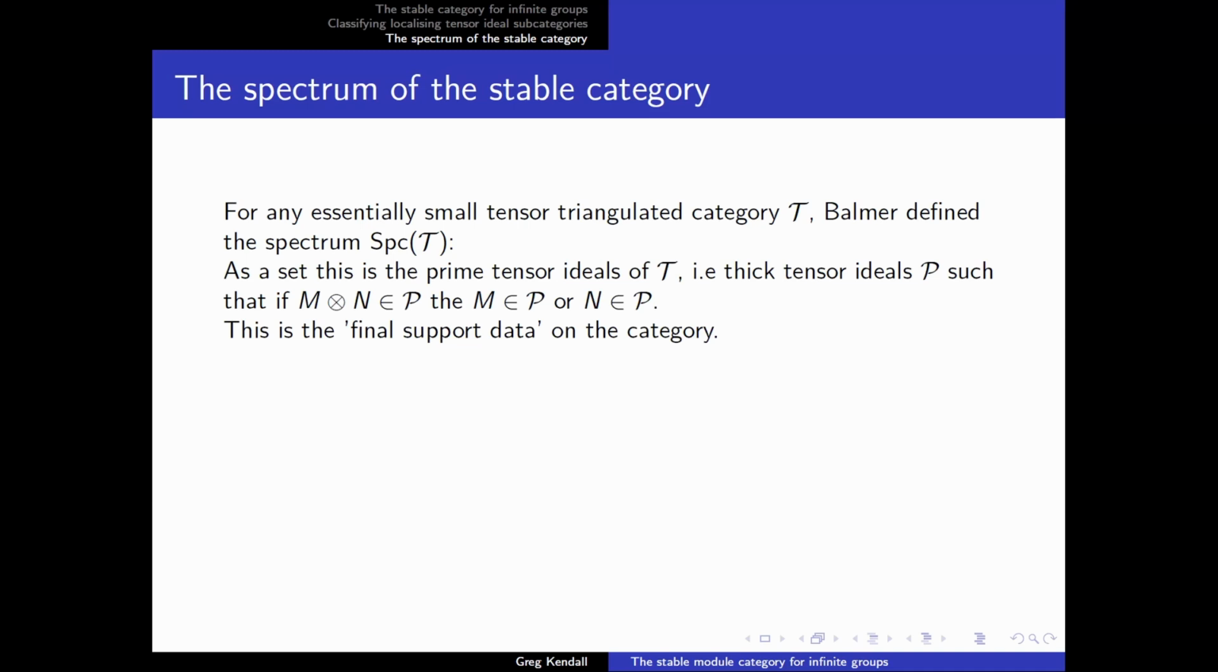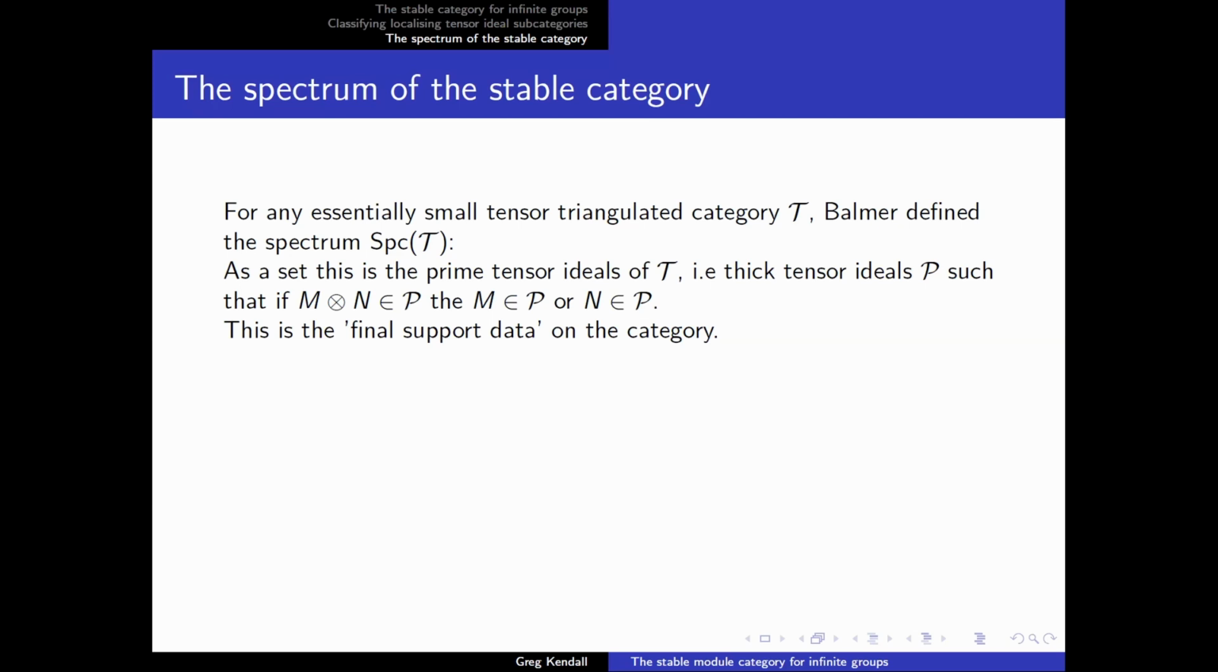But the interesting thing is, it's called the final support data of the category. It's somehow a universal solution to a classification problem of the category. And there's a whole industry of calculating spectra of different categories that I'm sure many of you are familiar with.